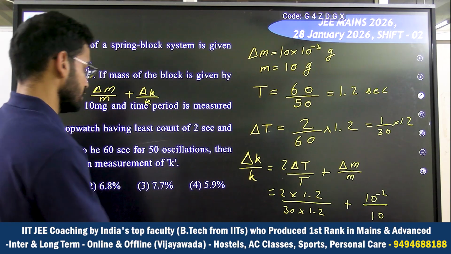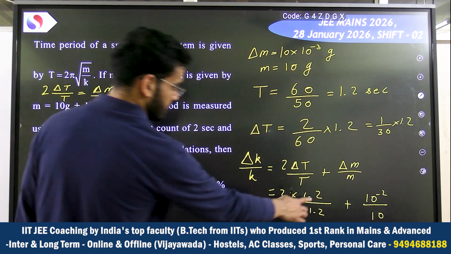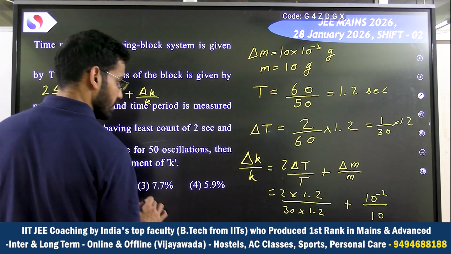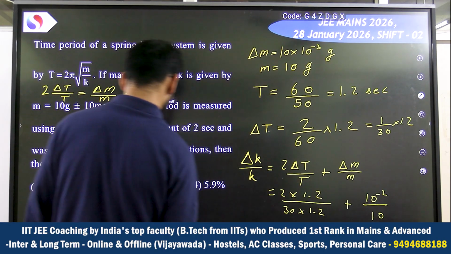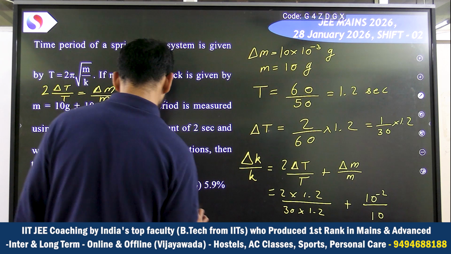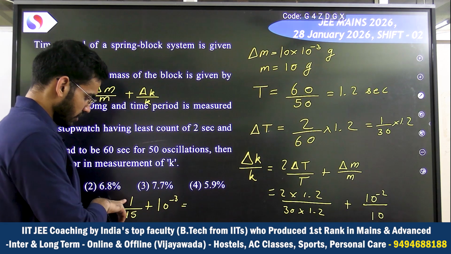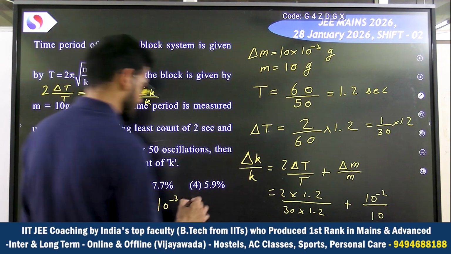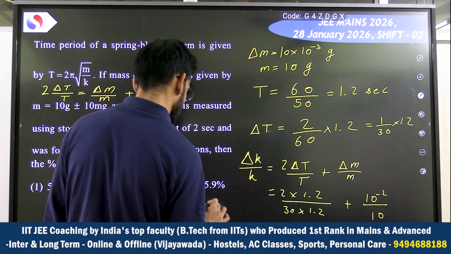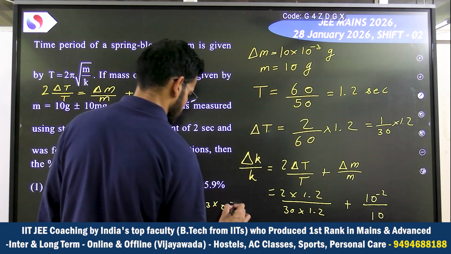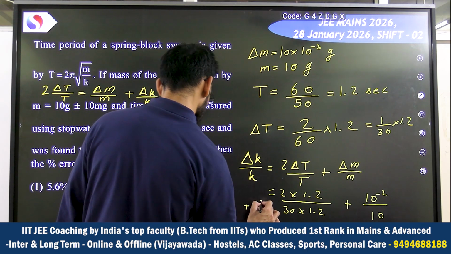This will come in fraction. So if you solve, 1.2 cancels out. This is 1 by 15 plus 10 to the power minus 3. Right? So how will you add? Now for that I will give you a simple thing. This is nothing but 1 by 3 into 1 by 5, right? 1 by 3 is 0.33, and 1 by 5 is nothing but 0.2, plus 10 to the power minus 3, right?